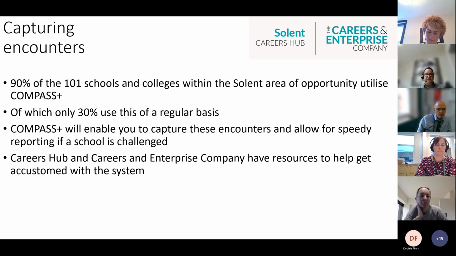So at the moment, 90% of the 101 schools and colleges within the Solent area of opportunity utilize Compass Plus. However, only 30% of those use that on a regular basis. So less than 1 in 3. And when they say on a regular basis, that means logging in a minimum of every 6 weeks to update information within there.